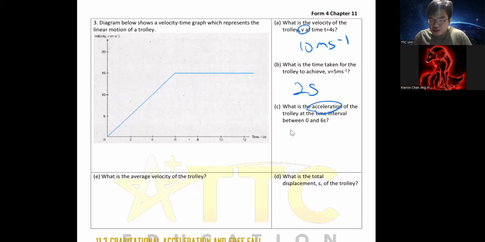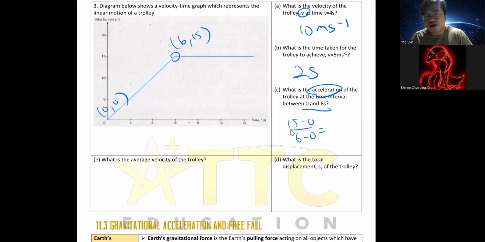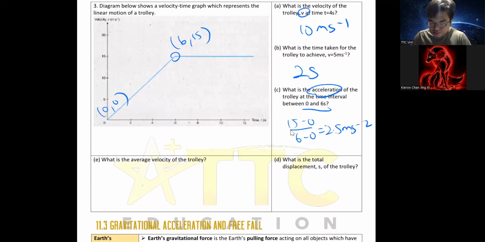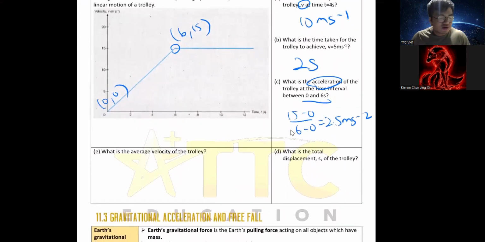Acceleration, pecutan, this is the gradient. From 0 to 6, that means here. So this is 6, 15. This is 0, 0. 15 minus 0 over 6 minus 0. The minus 0 you need to write, it's a working, to show that this is your working. So the answer is 2 point. Are your answers good so far?